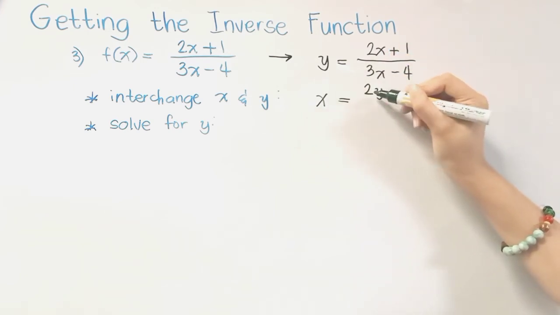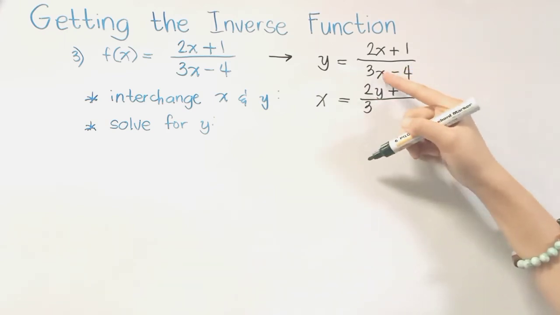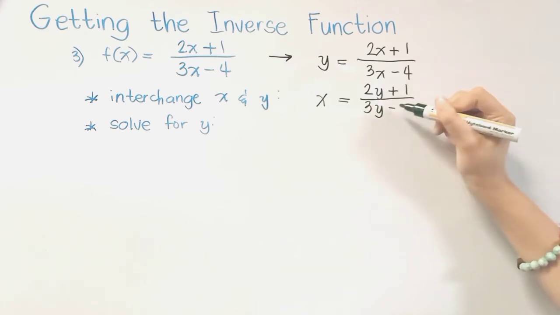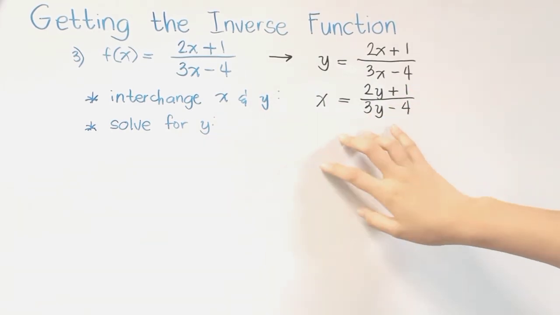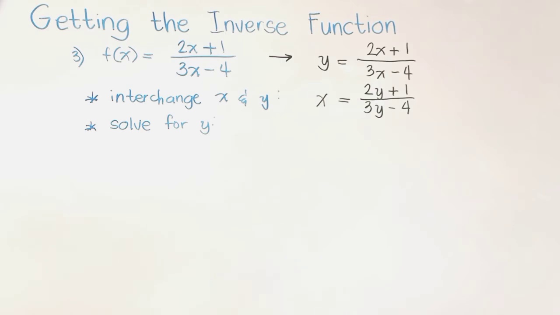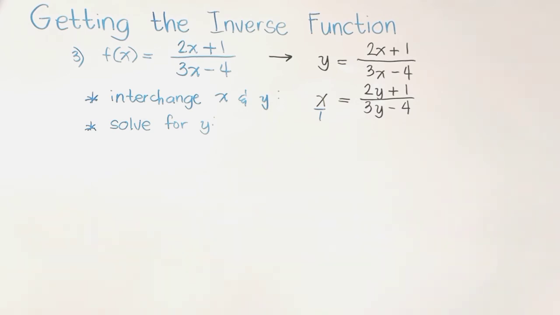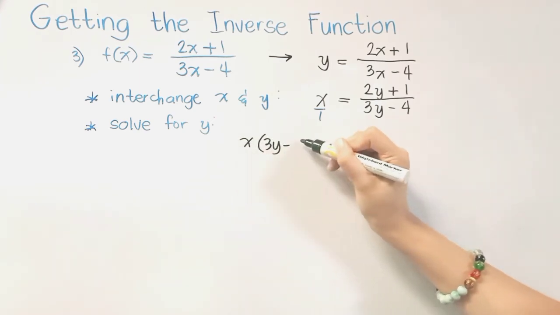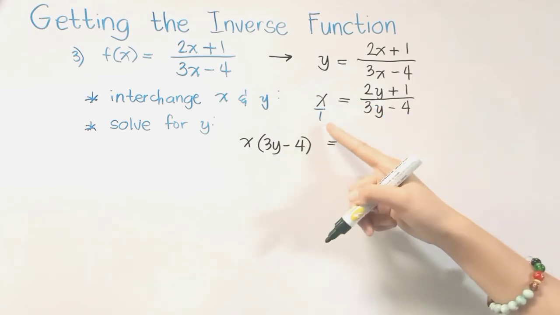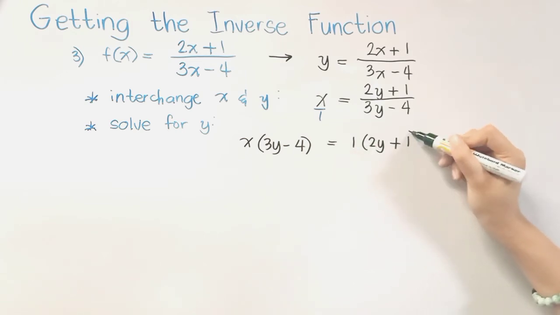2y, and then copy plus 1 all over 3, and then our x will become y, then copy minus 4. Our next step is to solve for y. As you can see, our new given here looks complicated. But remember that any whole number has a denominator of 1. And we can now cross multiply. So we have here x multiplied by the entire denominator, quantity 3y minus 4. Copy the equal sign and then multiply 1 times the entire numerator, 2y plus 1.